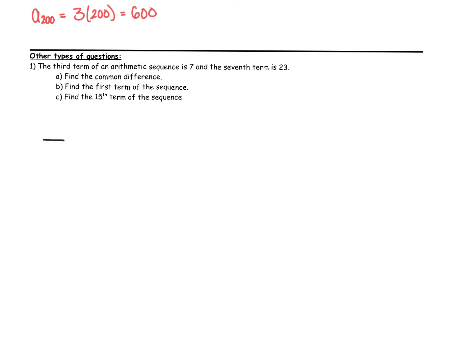So first term, second term, third term. So let's call this a sub 3. Third term is 7. Fourth, fifth, sixth, seventh. So a sub 7 is 23. So the first thing they're asking us to find is the common difference. And the best way to do this is to map it out.